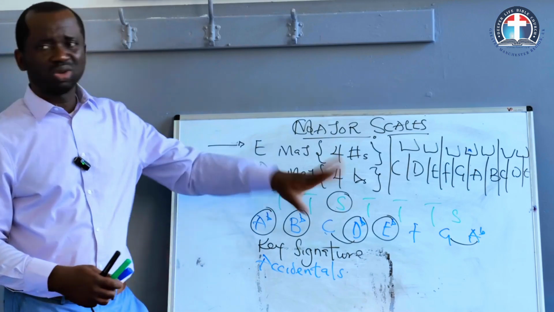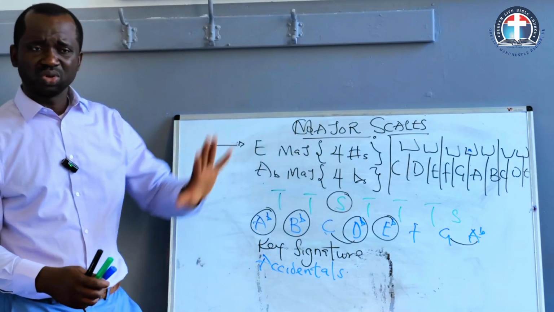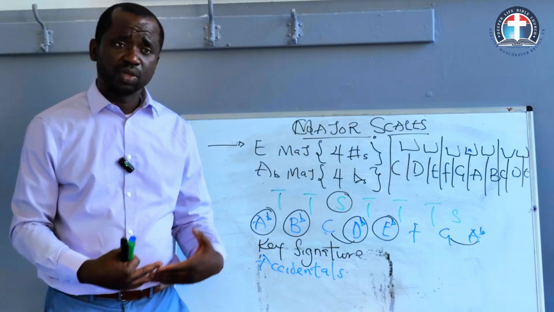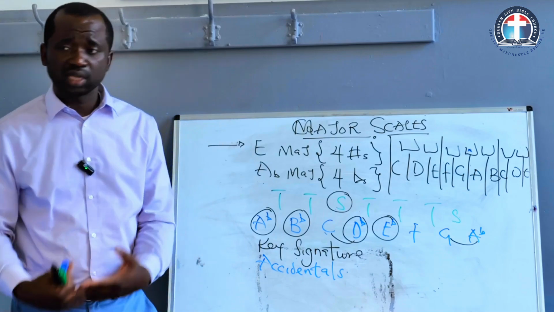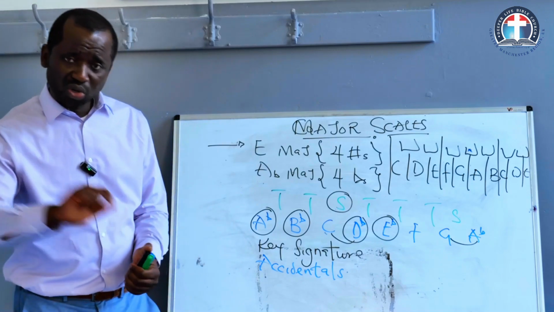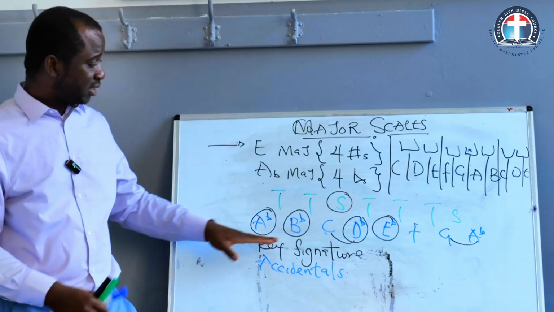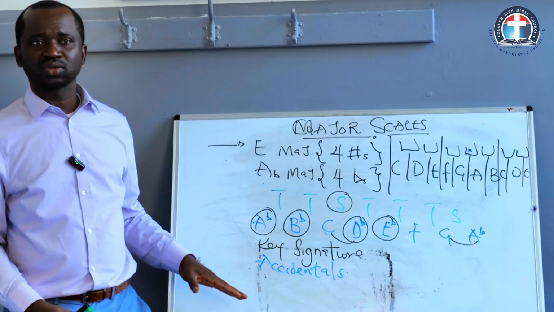So I'm not going to draw all the clefs. You already know them. So know that it can either be soprano, treble, or bass clef. You just have to be sure you know where the letters are. You can be asked for key signature or accidentals.